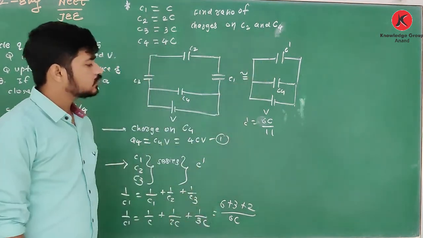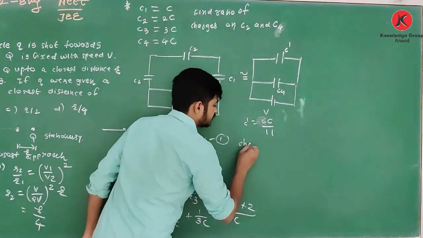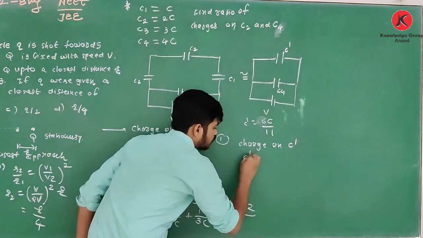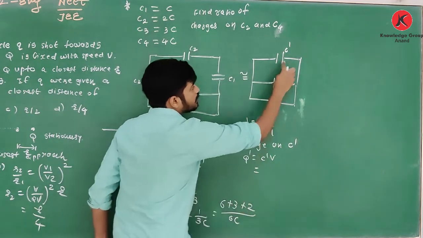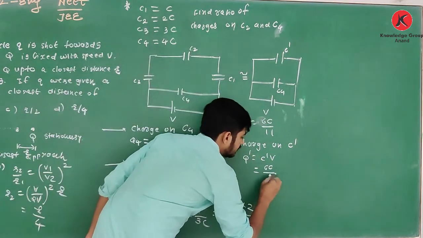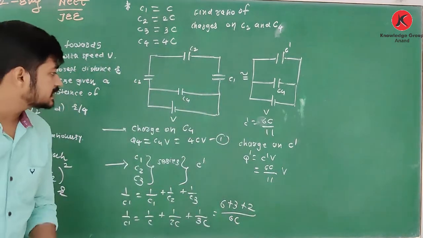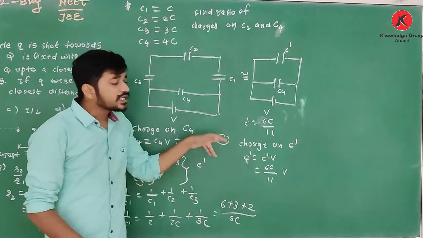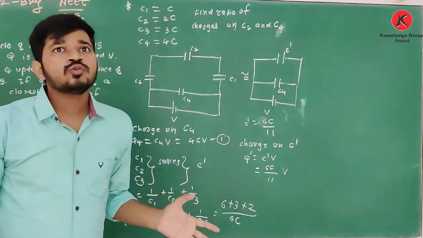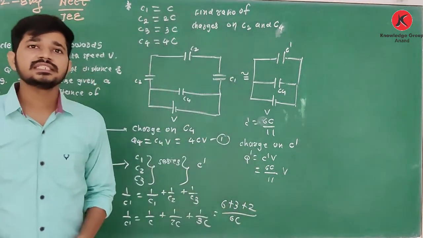Now it is C dash, the capacitance of this. Now what is the charge on C dash? The charge on C dash, that is Q dash, is equal to C dash into V, because they both are in parallel connection with the battery. So what is the value of C dash? It is 6C upon 11, into V. Simple? Yes, it is simple. Now C dash is the series connection of C1, C2 and C3, and we know that in series connection charge remains the same.